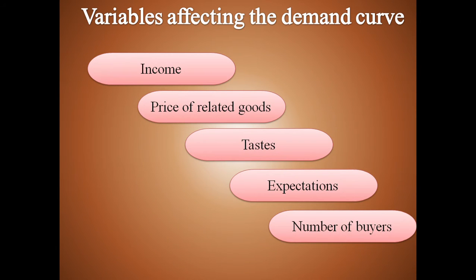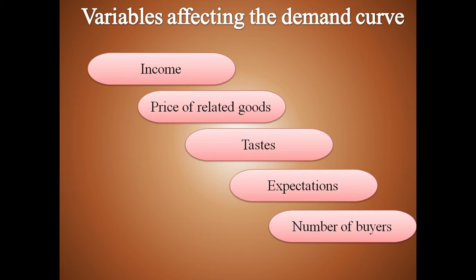Now, what are these variables which affect the demand curve? Let's deal with them one by one. First factor is income. A lower income would mean we will have less to spend on some or most of the good.